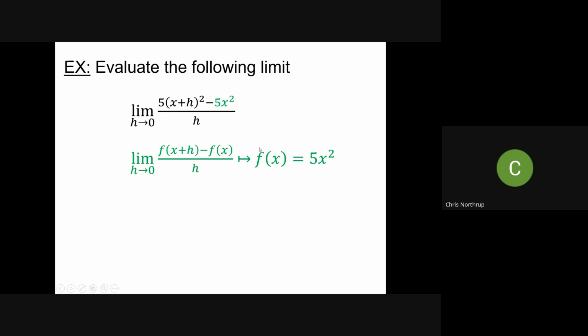So it seems like our function should just be 5x squared. If that's true, that would tell us our derivative using the power rule, which is a whole lot faster, is 10x. So this original question really just has the answer 10x.